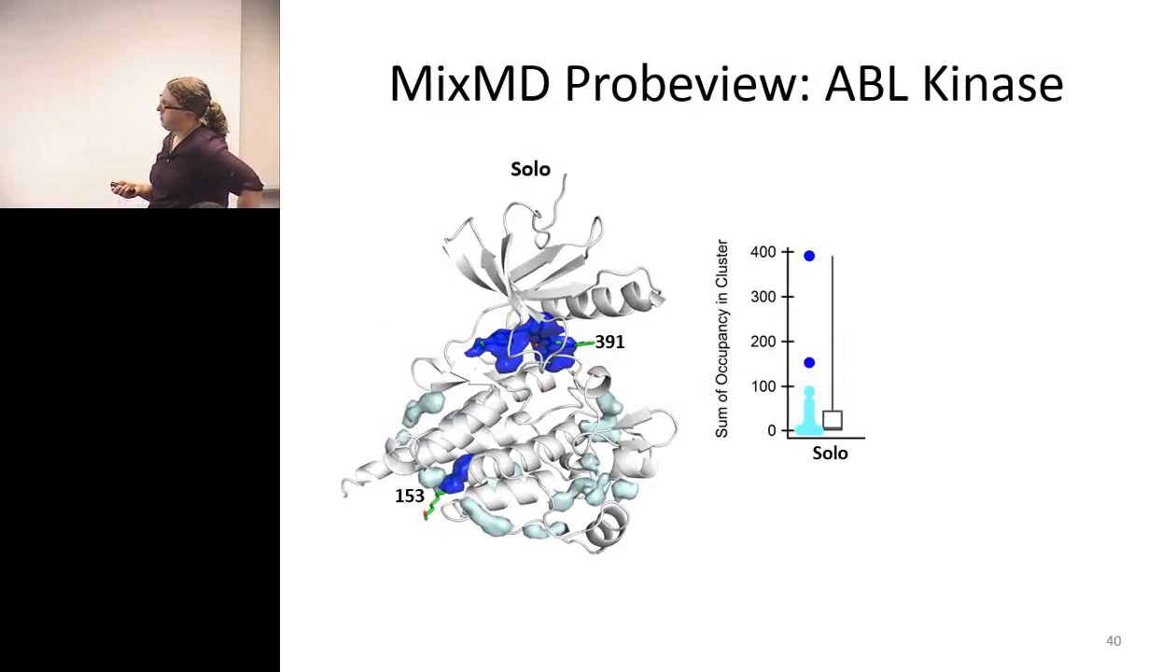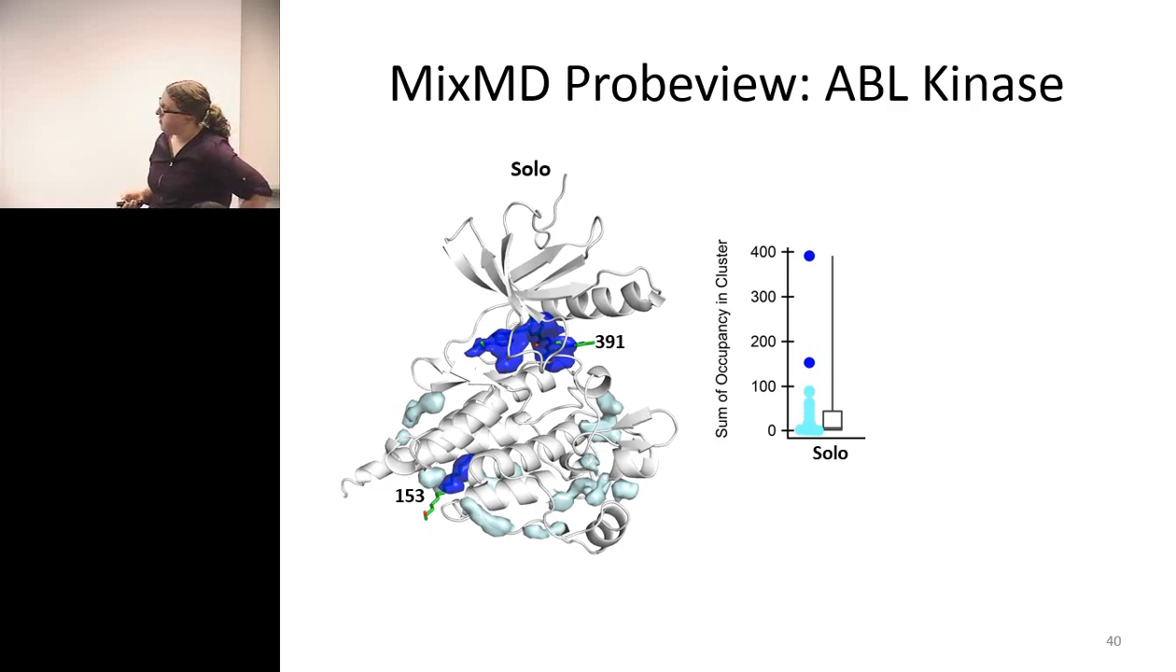So what I'm going to go through are the systems that we did the solvent procedures on and how we've identified the ligand binding sites. What I have shown here is the structure of Able. The surfaces are the clusters that are identified with MixMD Probeview. In each case, I'm only showing the top 10 sites. I have the total occupancy within the site. You can see the distribution here. And then the numbers for these sites, the total occupancy within each site, is shown.